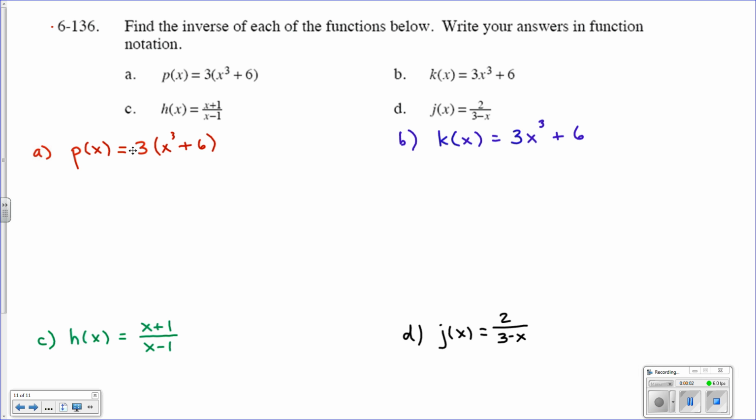All right, problem 6-136. Last problem of the section. Find the inverse of each of the following functions listed below. Make sure we write our answers in function notation.